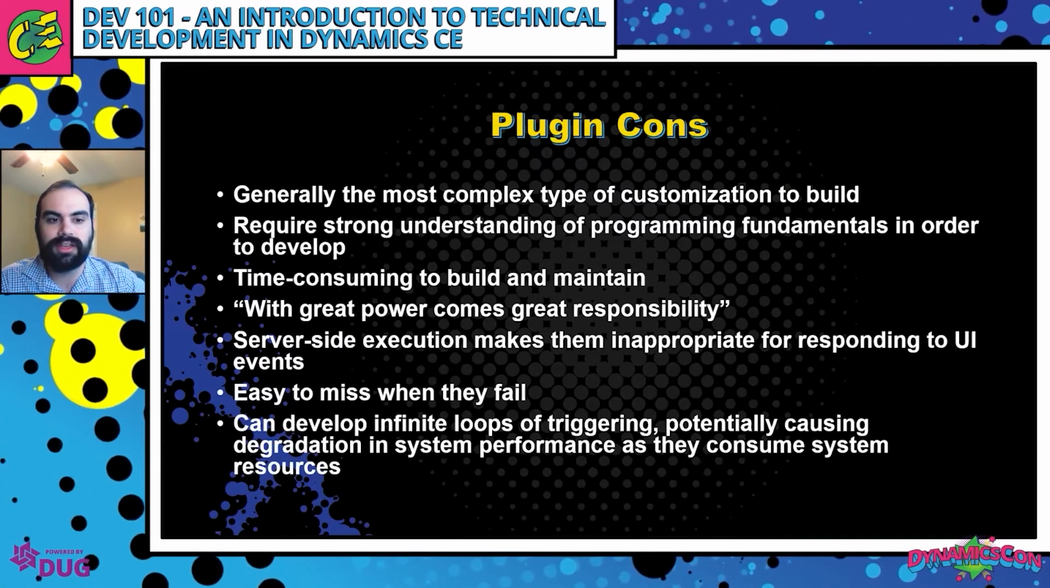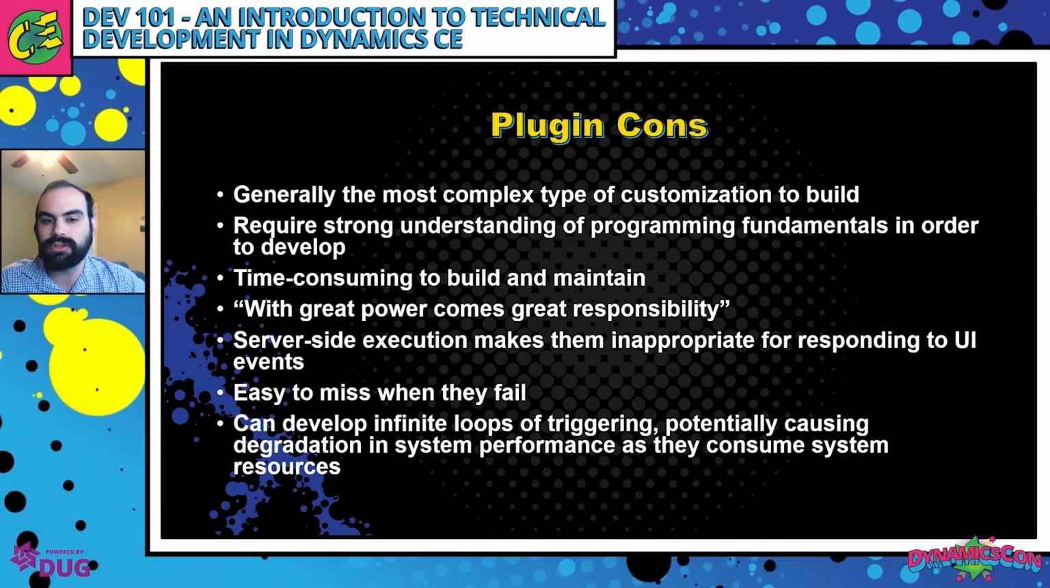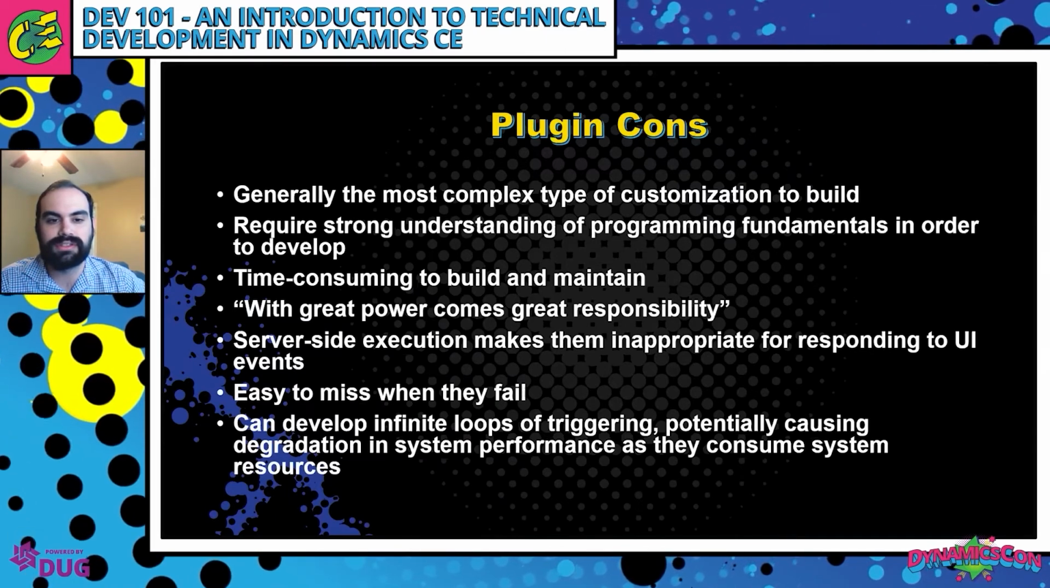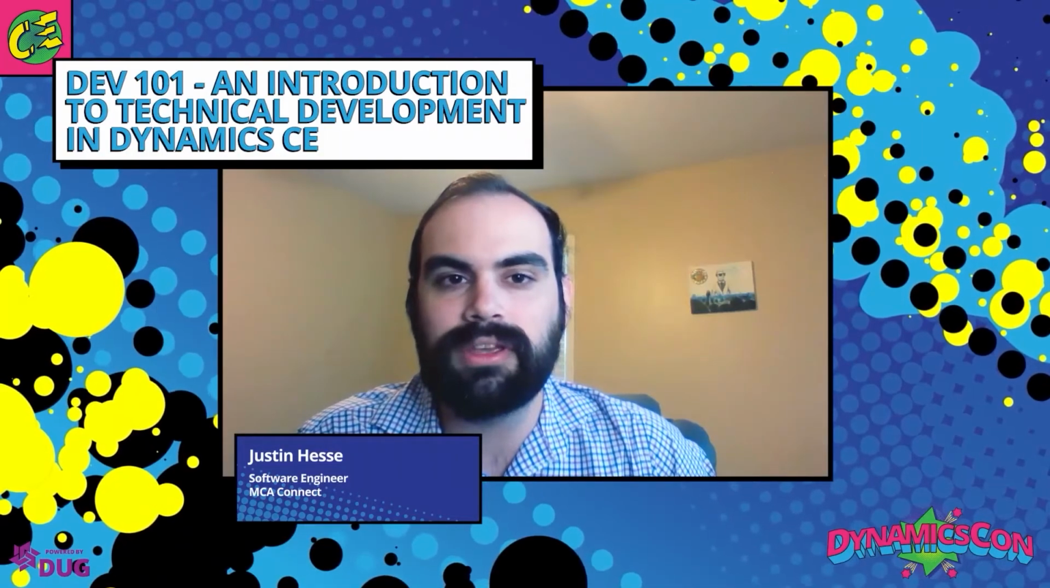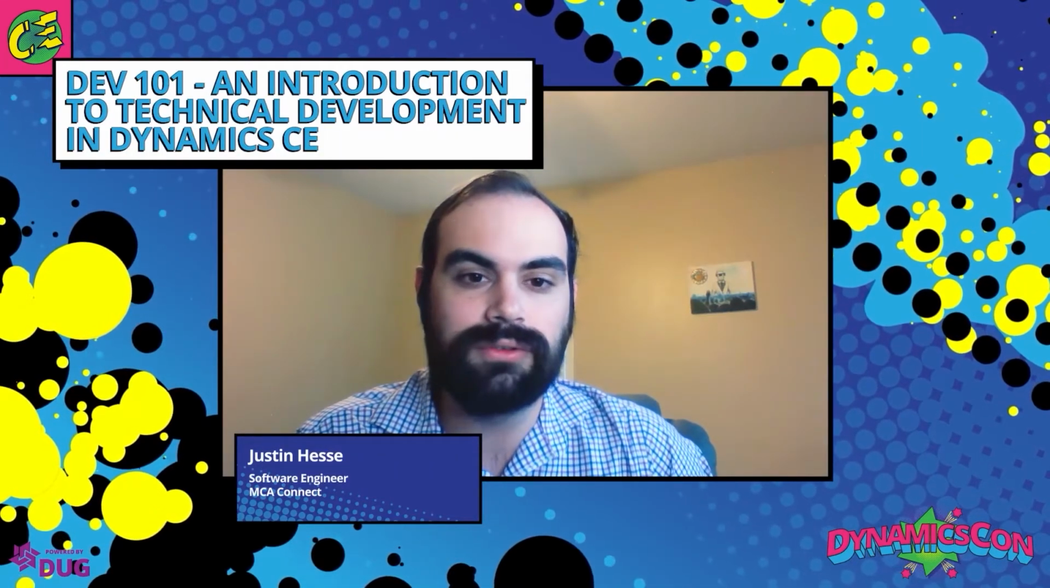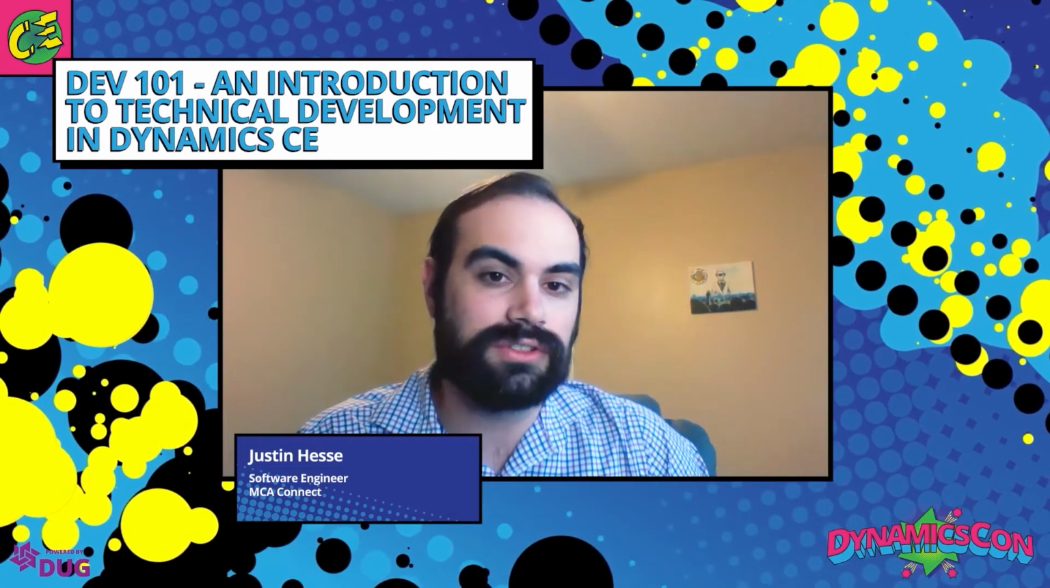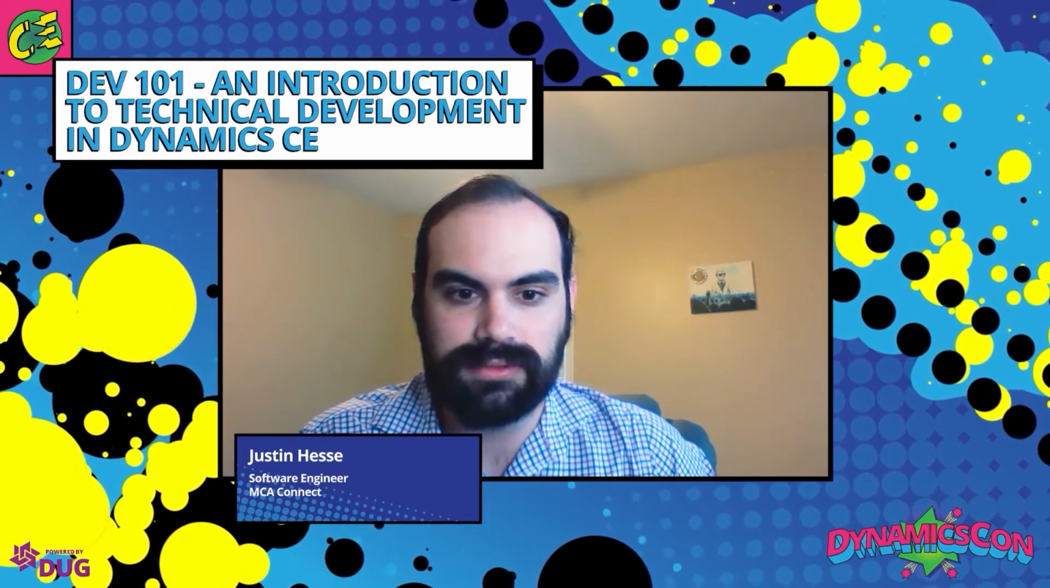Finally, plugins can develop infinite loops of triggering, potentially causing degradation in system performance as they consume system resources. This can happen if, for example, you have two different plugins and one activates on update of an opportunity and makes an update to an account associated with that opportunity, and the other plugin triggers on update of an account and makes an update to an opportunity associated with that account. You can get into a vicious infinite loop that can consume system resources.